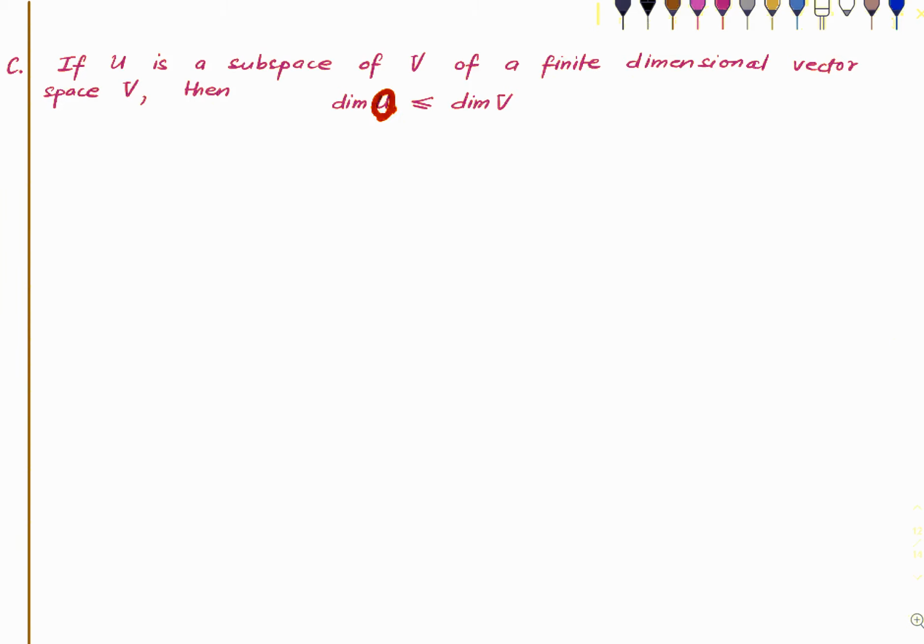Fix a basis of U. A basis of U is a linearly independent list in V in particular, and hence it can be extended to a basis of V. So a basis of U can be extended to a basis of V, and hence the size of any basis of U is at most the size of any basis of V, and hence dimension of U is at most the dimension of V. That's all. So I've said it in words, you can write it down.